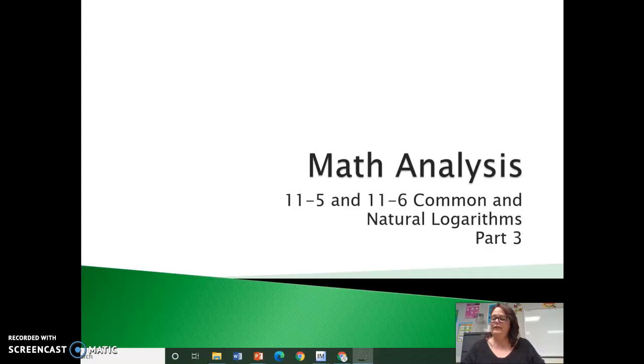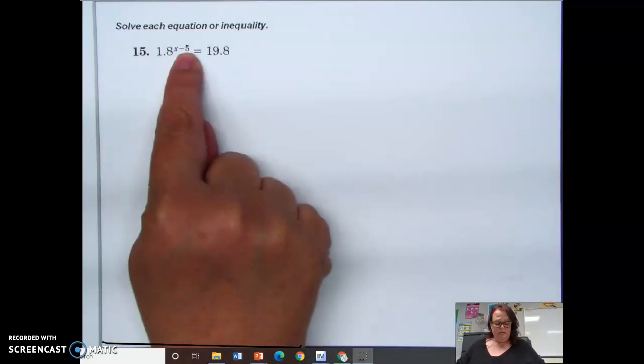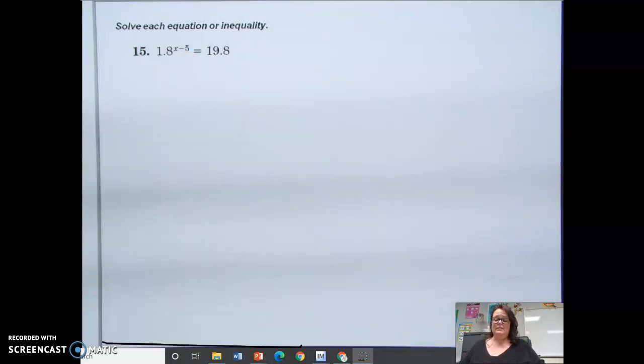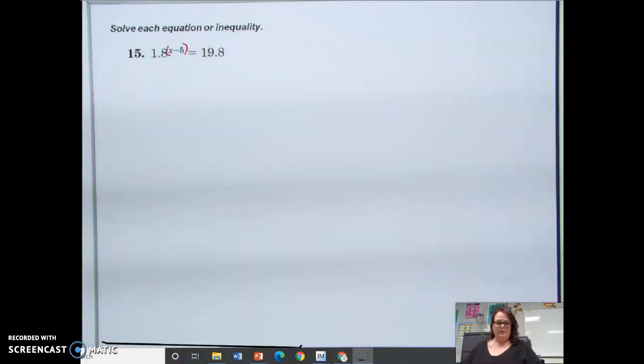All right, for this part, we're going to continue solving using logs, and then we're going to learn about the change of base formula. So when we start adding in addition or subtraction in our exponents, things get a little bit more complicated. So I'm going to put some parentheses around that.